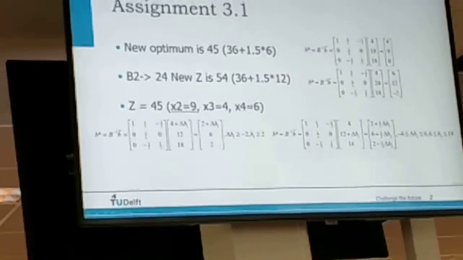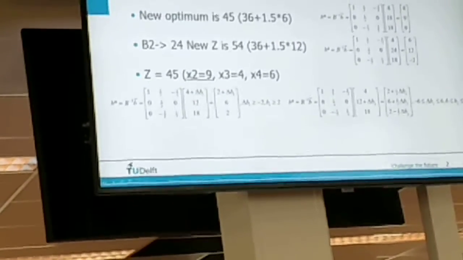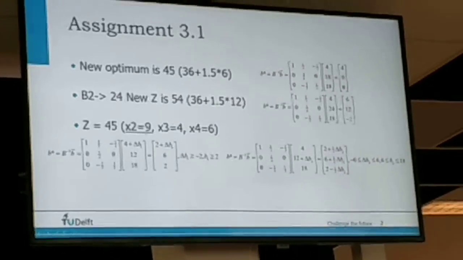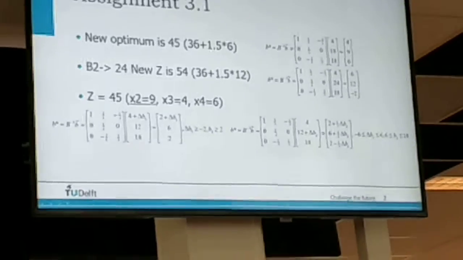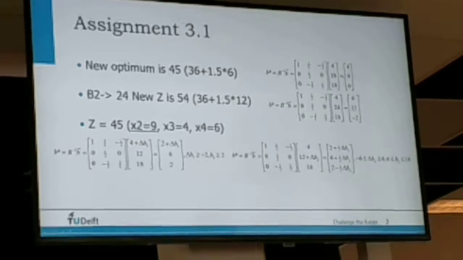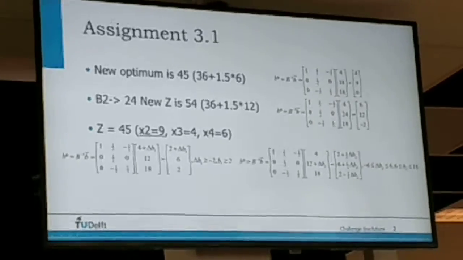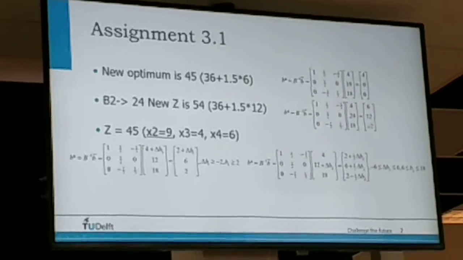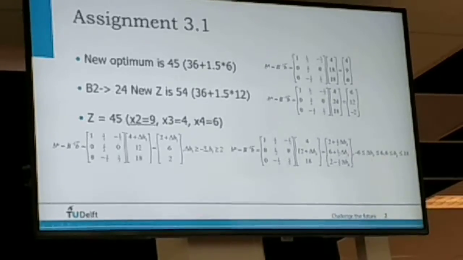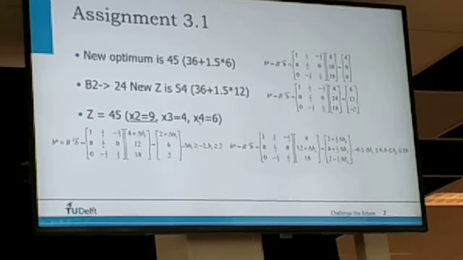If we then re-optimize it, what we get is the same solution, 45. So we get x2 is 9, x3 is 4, and x4 is 6. So it's still the same solution. We still have x2 is 9. In this case x1 is 0, so x1 is still 0, but now x1 has gone from being basic to being non-basic, and now x3 and x4 are basic.